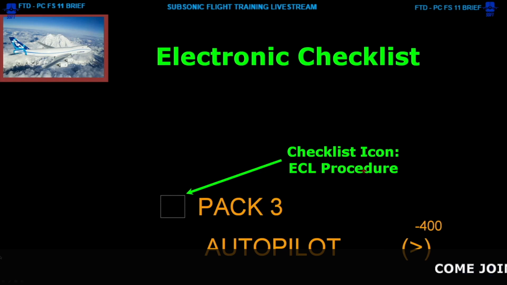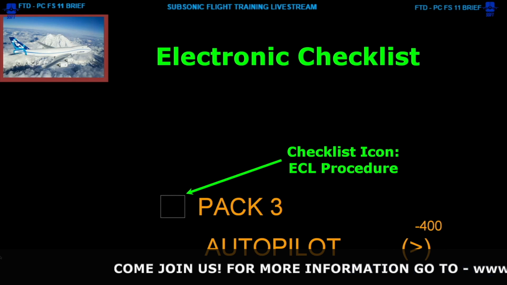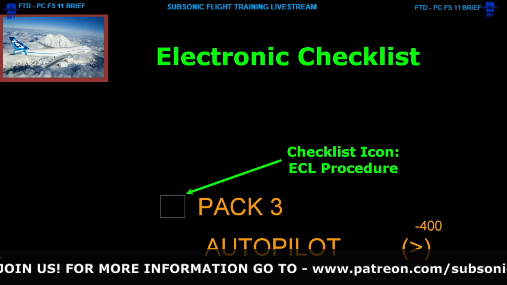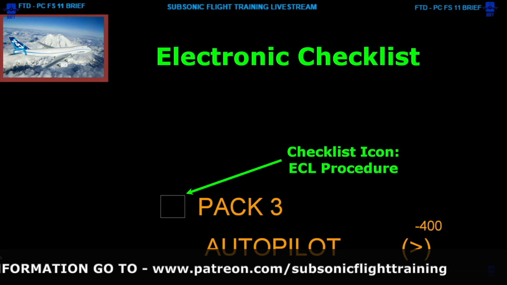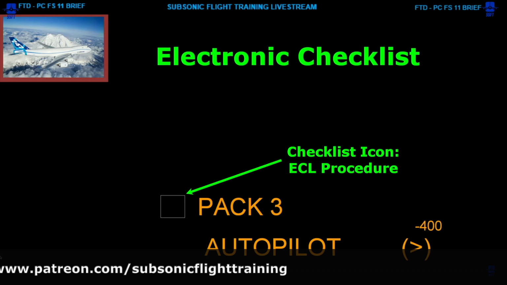The electronic checklist: if you have an ICAS message and there's a white box in front of it, that is a checklist icon, and it means there is an electronic checklist procedure. That means there are procedural steps. So that would tell us to go to the electronic checklist to do that checklist.